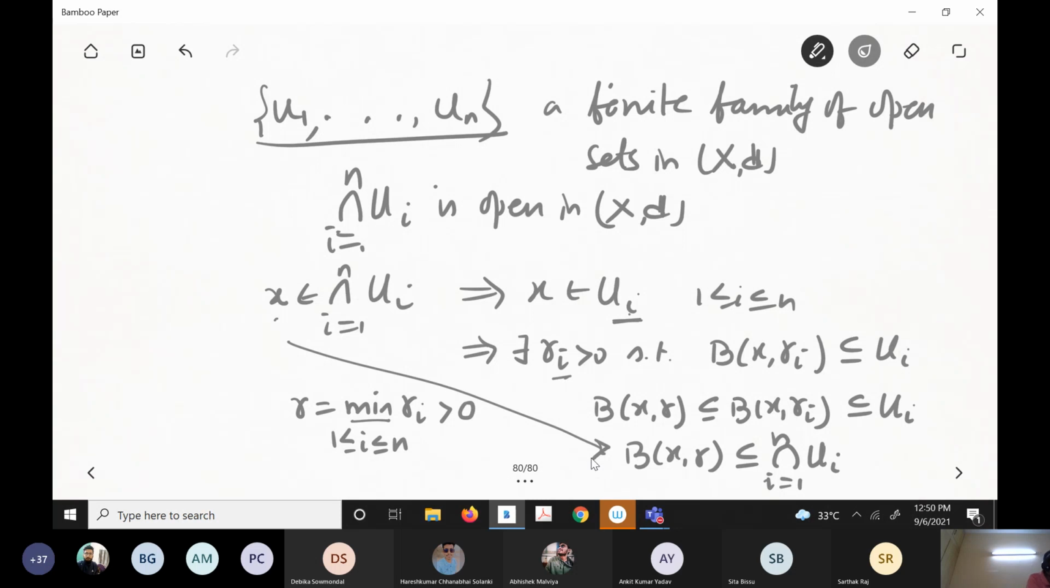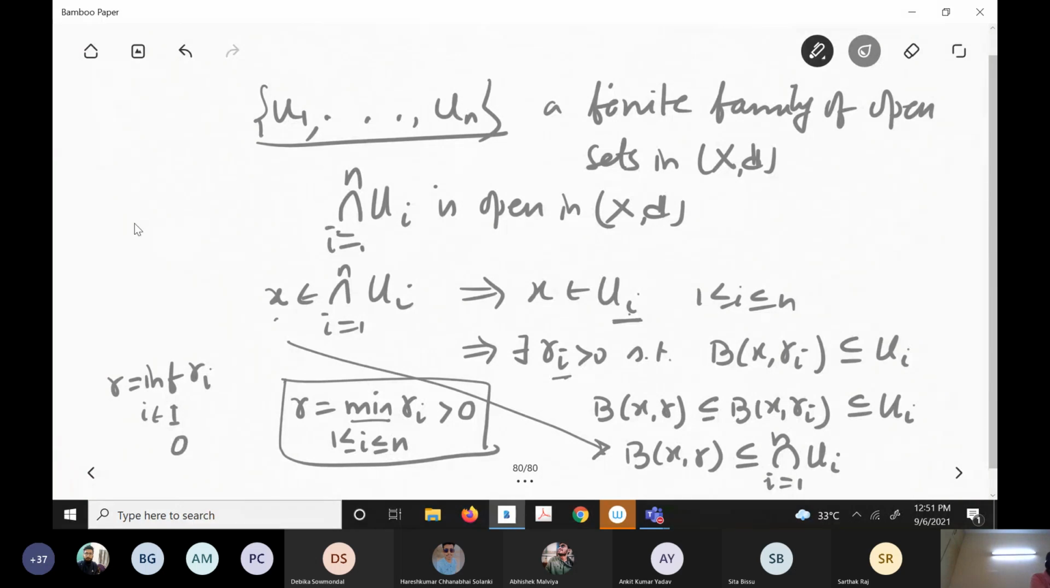So this is open. Look here, this makes a big difference while proving it. If we take an infinite family, then what will be your choice? You said I will take the infimum, right? Suppose you have an arbitrary family. But even if every r_i is strictly greater than 0, the infimum may be 0. Look at the example: inf 1/n. Each 1/n is strictly positive, but when you take the infimum, this is 0. So in the case of an infinite family, if we replace the minimum by the infimum, there is no guarantee that it won't be zero.